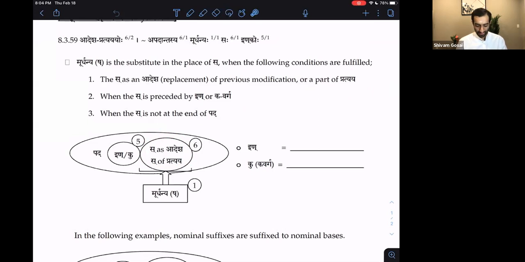Then this is important: the sakara is preceded by in or ku. Ku is kavarga. And the sa is not at the end of the pada, it can't be at the end of the pada. The one that's going to be replaced has to have something after it. This seems like a lot, but this is something we're going to see over and over again, so don't worry about that. Sa is part of the pratyaya. It is going to be preceded by in or kavarga, and it's not at the end of a pada.